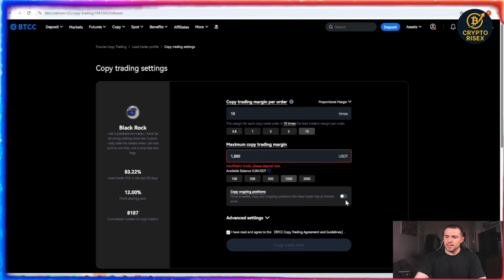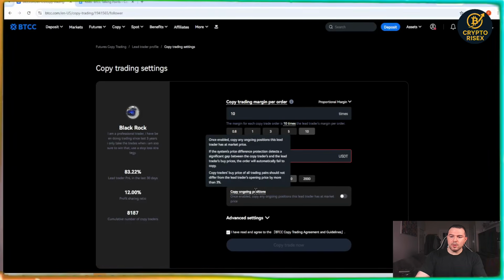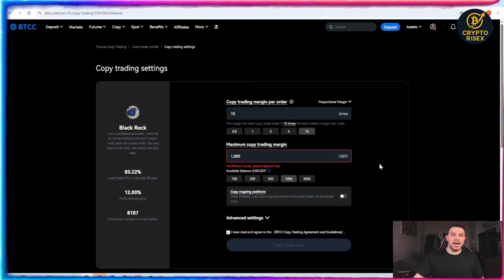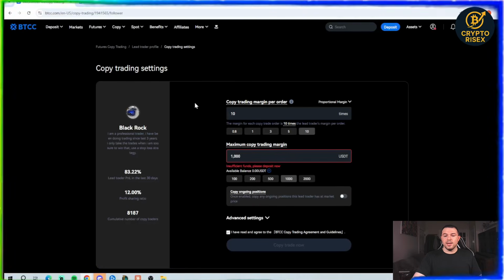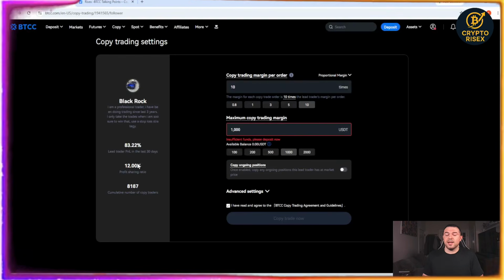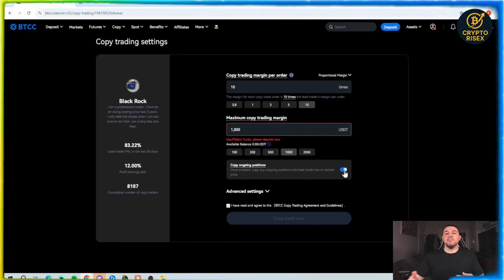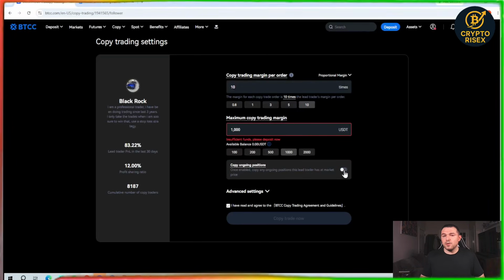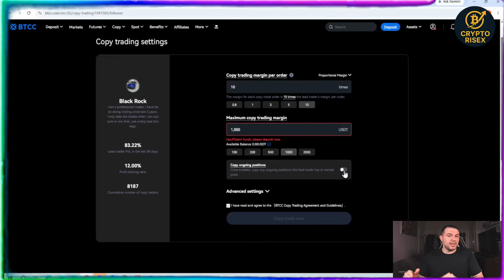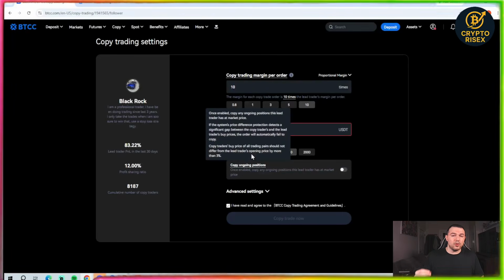This is automatically set to on. Make sure that you determine whether or not you want this on. Once enabled, copy any ongoing positions this lead trader has at market price. So if you decide that you want to start copying BlackRock over here, and he's already in 5, 6, 7 trades, he's in 5 or 6 or 7 open trades, actively in those open positions. If you have this turned on, it will automatically put money into those trades. Now, what you need to be aware of is that those trades might already be in profit. And so there might be additional downside risk by following him into ongoing positions. So that is something that you need to be aware of.